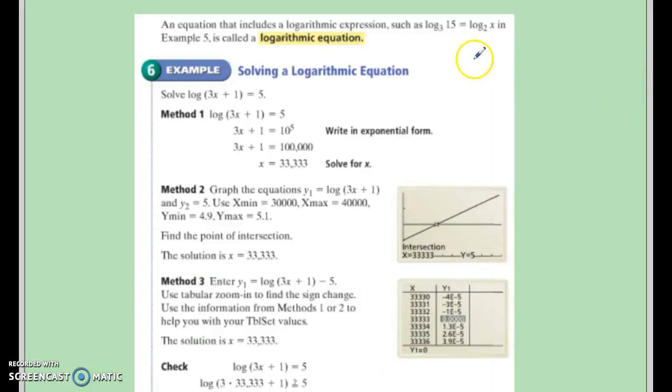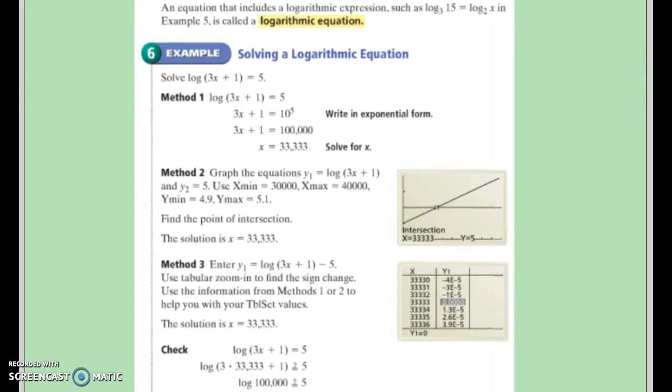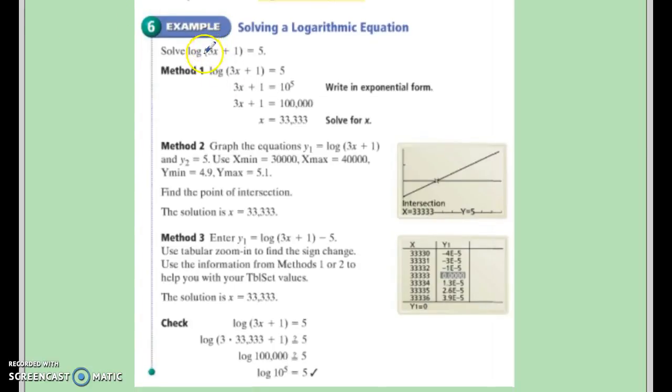Okay, so now we're going to be looking at some logarithmic equations. So I'm told I need to solve log of 3x plus 1 equals 5. So the first thing I want to do is write this in exponential form, right? So I take my base, which is 10, to the 5th, because it's this thing over here, equals whatever's left. So now this is something I've seen before, right? I can just put this in my calculator, or I know that I have to have 5 zeros here, and then just simplify for x.